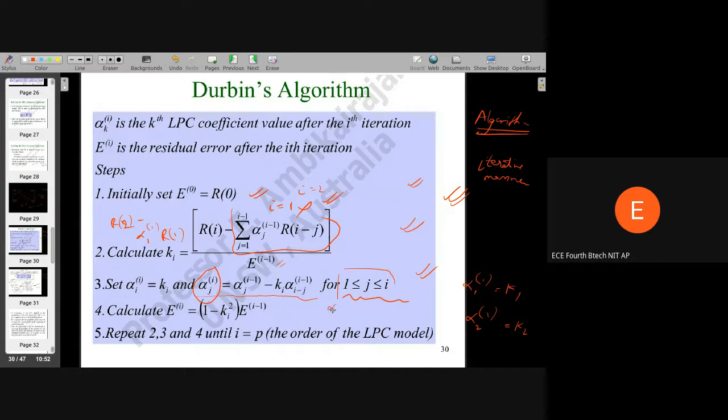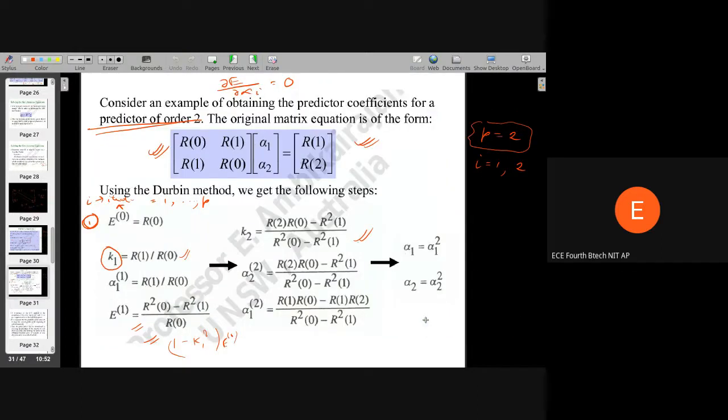So alpha 1 for the second iteration equal to alpha 1 for the first iteration we got, minus k2 that we already derived previously, and alpha i is 2. This is the equation that comes. So from that, if you simplify, it comes as this equation. That's it, because the equation you got basically.